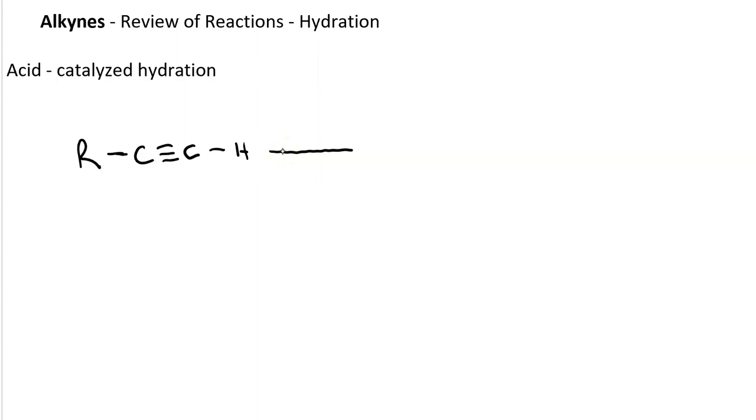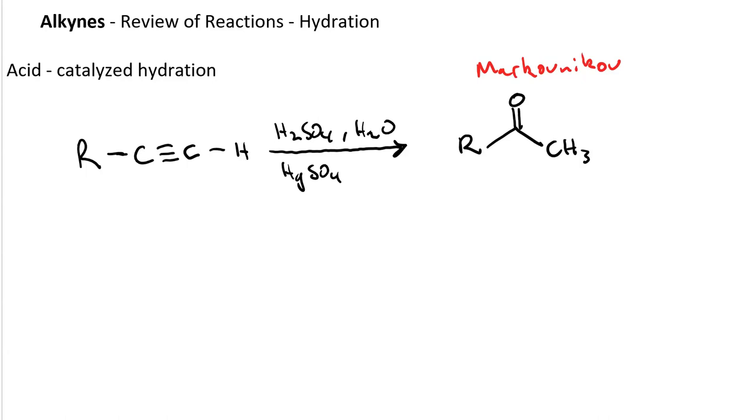To do acid-catalyzed hydration, we use sulfuric acid, water, and mercuric sulfate. The result is the Markovnikov product, where we end up with a methyl ketone.